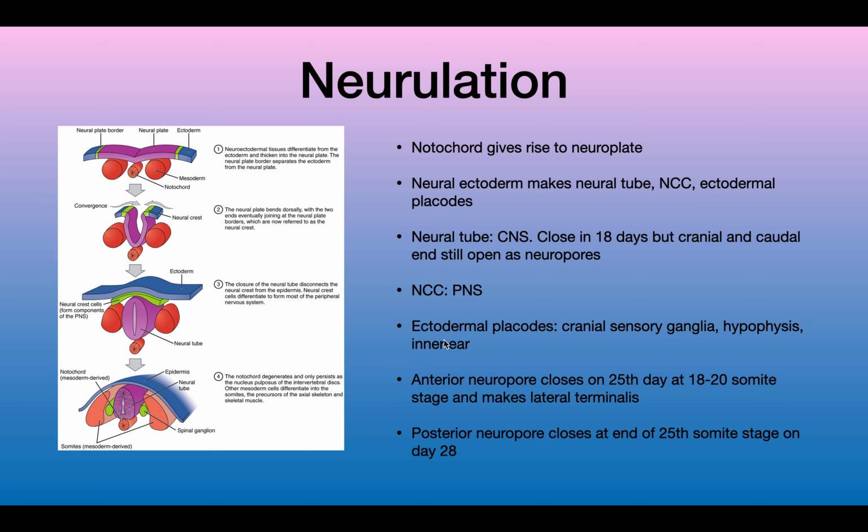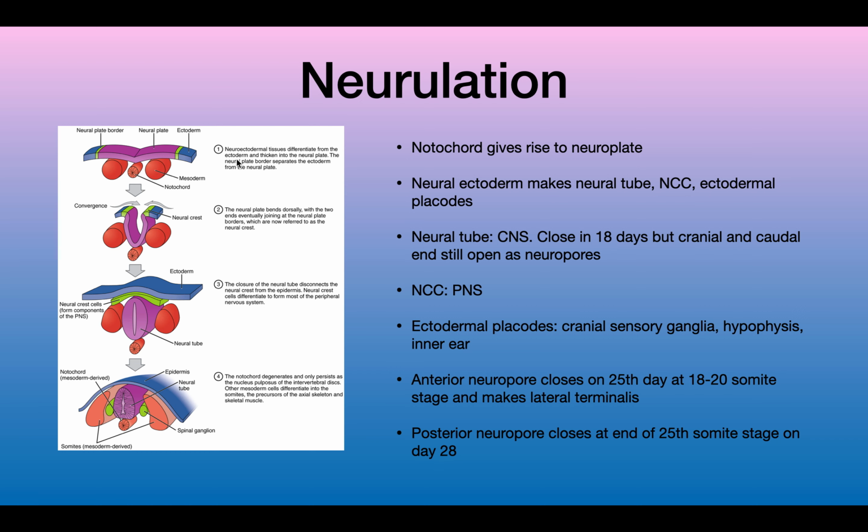The ectodermal placodes are going to be the precursors to your cranial sensory ganglia, the hypophysis, and the inner ear. The anterior neuropore closes on the 25th day at the 18th to 20th somite stage, and it makes the lamina terminalis. The lamina terminalis kind of goes through here. And the posterior neuropore will close at the 25th somite stage on day 28. So, what's important to take away from here? The neural tube closes in 18 days, the anterior neuropore closes on the 25th day, and the posterior neuropore closes at day 28.